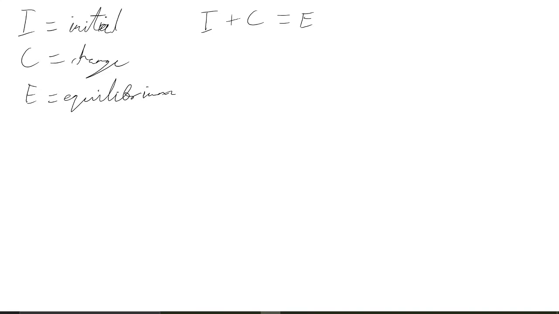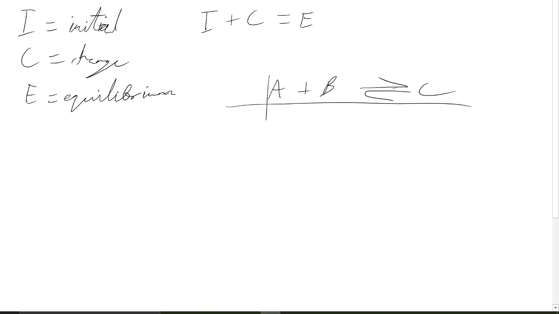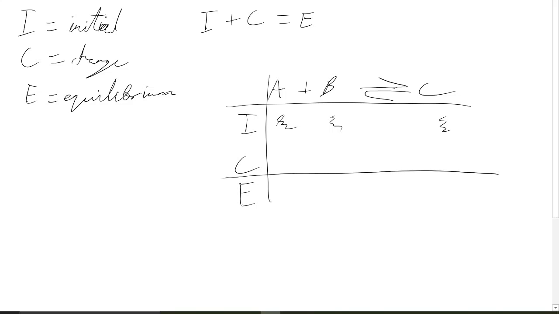The way this is usually represented is within a chart. If we have a generic reaction like A plus B equals C, you put that on the top part. Then on the left side you have I, C, then E. And then here you would put a concentration, here a concentration, here a concentration. It would look like this. Then you would add these two and it would go like that.